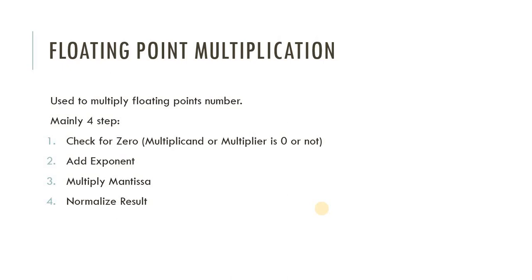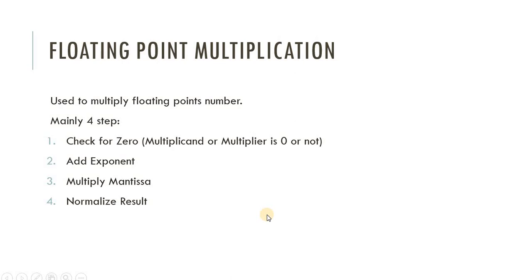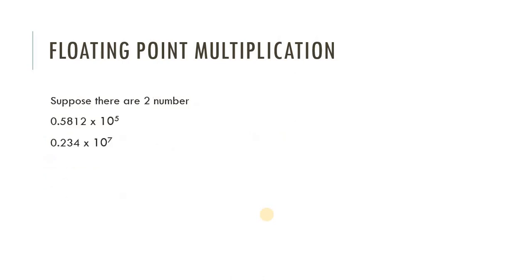So at that time what we are doing in the multiplication, we'll add the exponent value. If number 1 has an exponent 10 raised to 2 and the second is 10 raised to 3, at that time in the final output the exponent value becomes 10 raised to 5. So that is why we'll add the exponent, then multiply the mantissa, and normalize the result. So these are the main 4 steps we have to follow for the floating point multiplication.